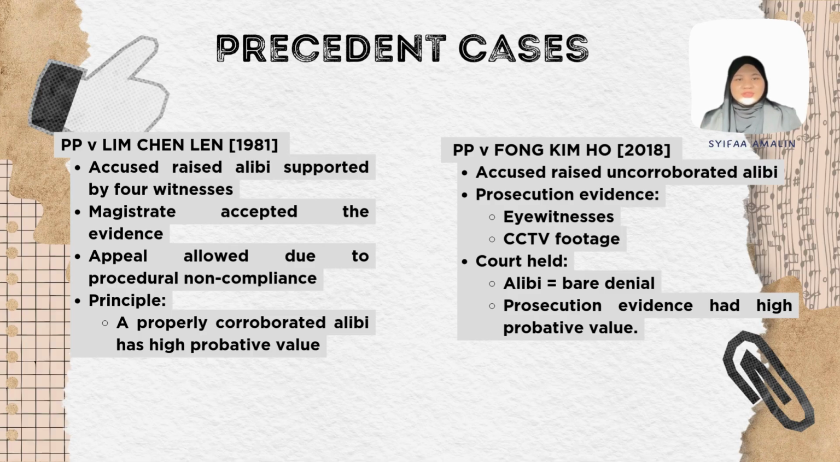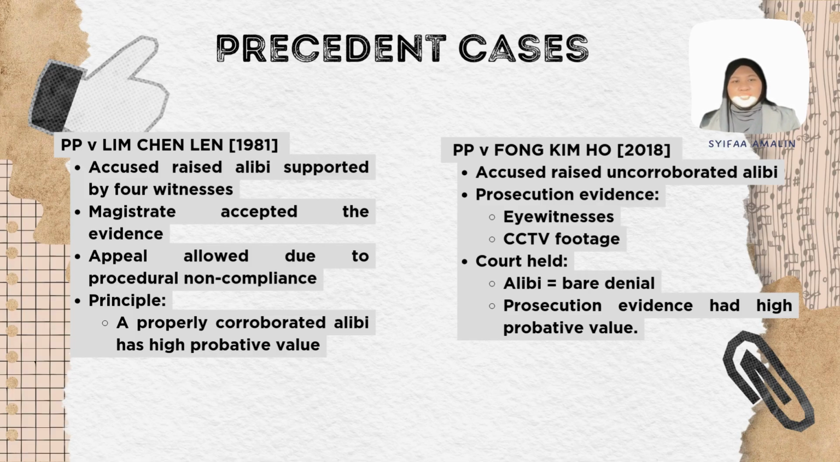The process of probative value can also be seen in the context of the defense of alibi. In PP against Lim Chen Len, the accused raised an alibi supported by 4 witnesses. Although the appeal succeeded on procedural grounds, the case illustrates that a properly supported alibi carries a high probative value when corroborated with credible evidence.